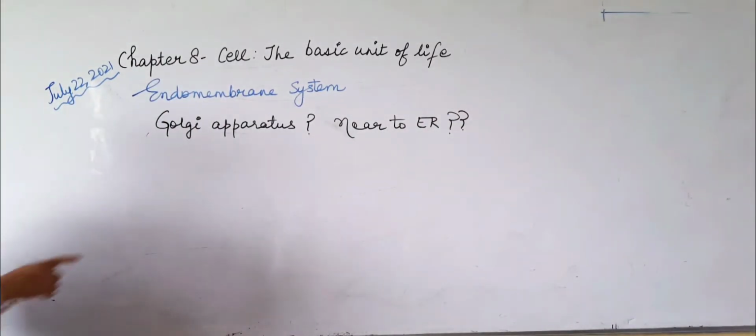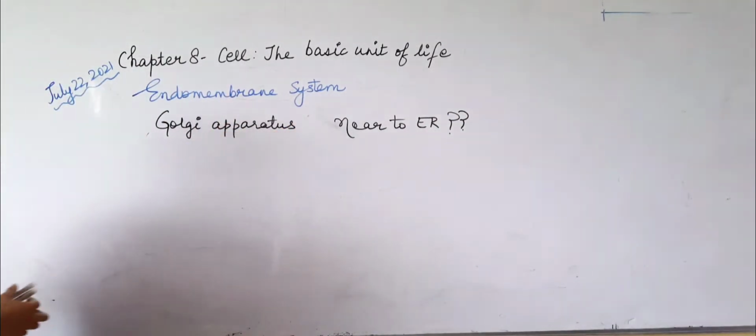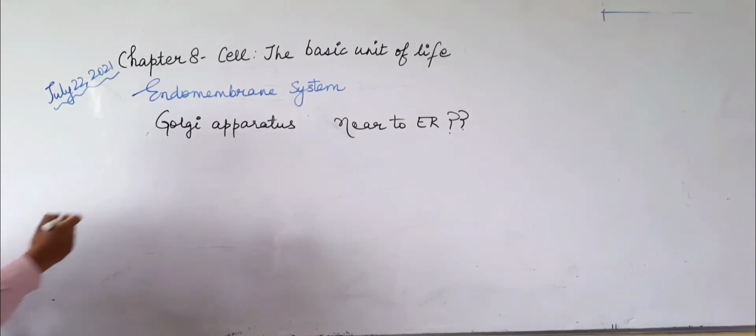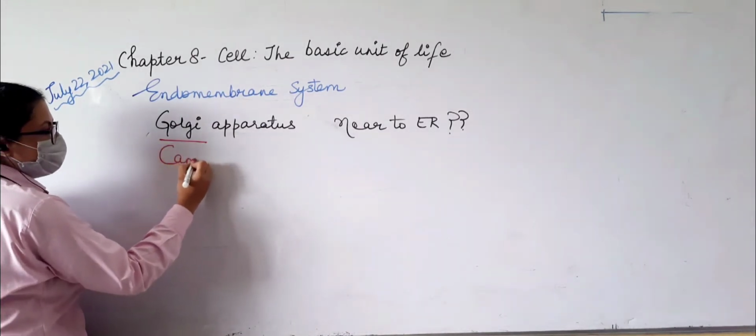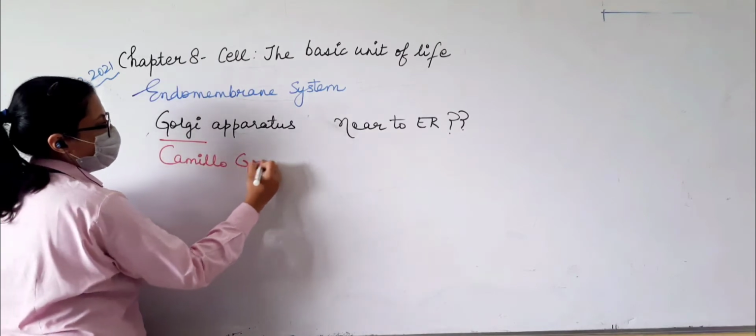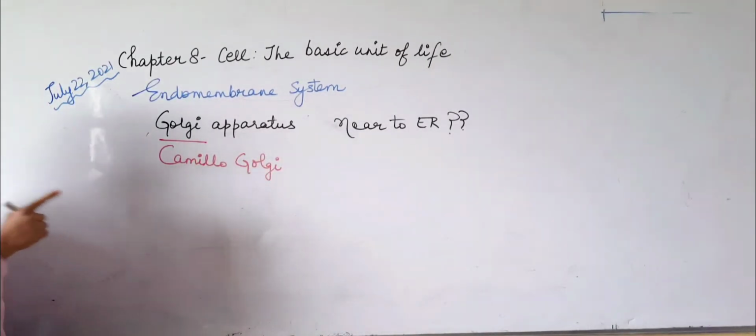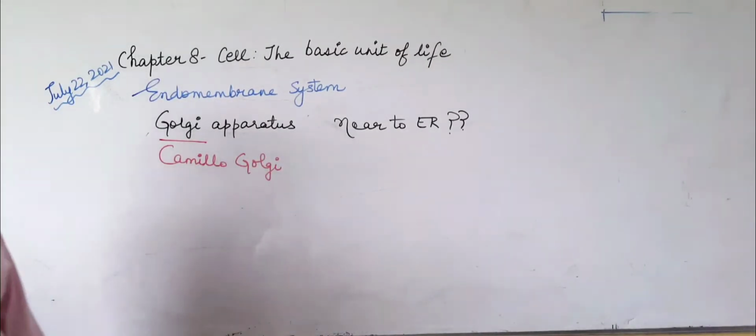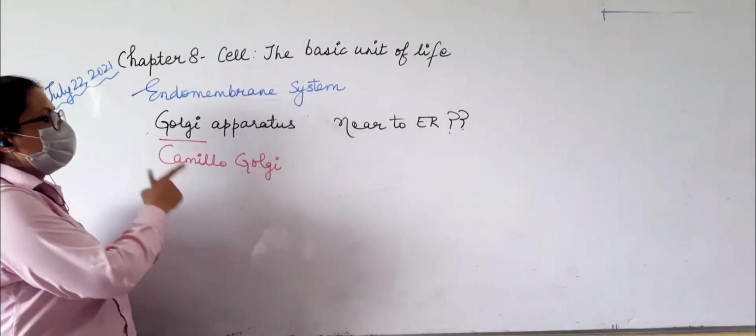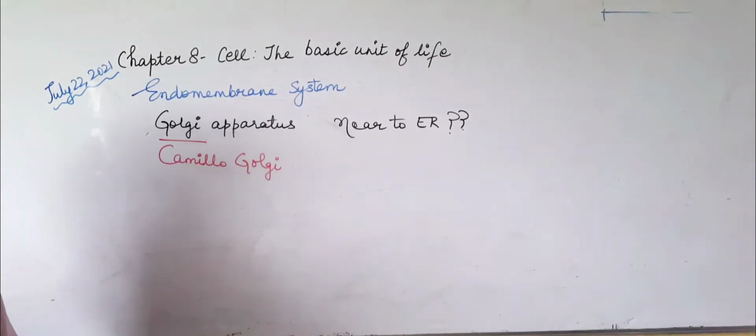Firstly, let us understand this Golgi apparatus. Who discovered this? Why is this name Golgi? Because a scientist named Camillo Golgi discovered this apparatus present in the cell. So that is why the term comes Golgi apparatus. Why apparatus? Because it is a collection of things.